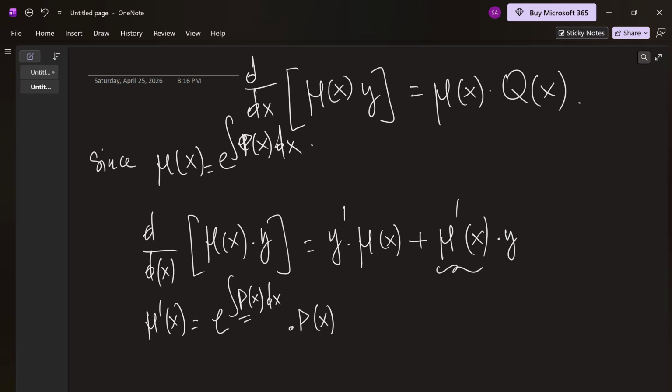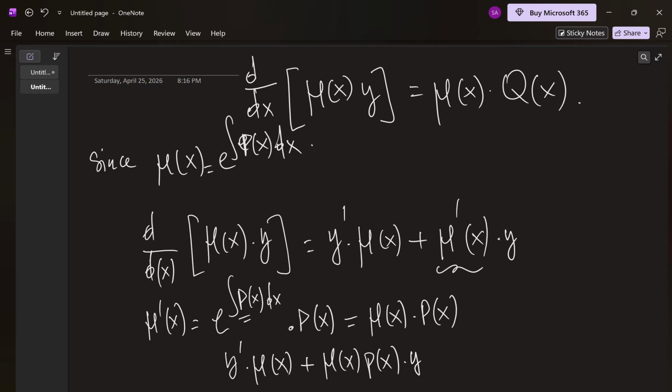So when you substitute this here, what do you get? You will get y prime times u(x). This is actually u(x) times p(x). So you will get y prime times u(x) plus u(x) times p(x) times y, and this actually equals this part, which is u(x) times q(x).